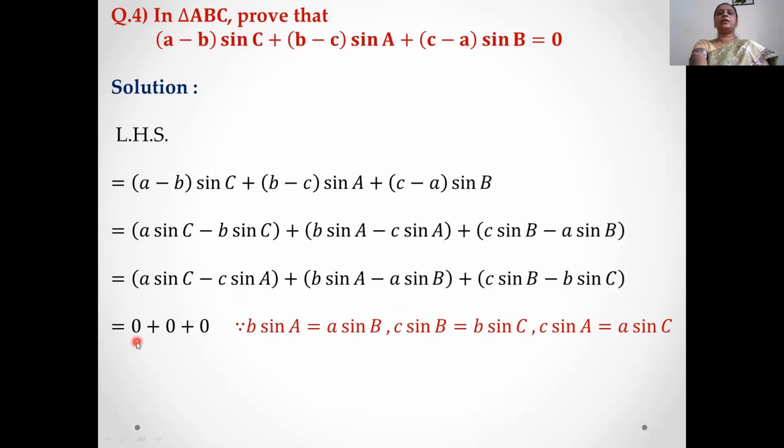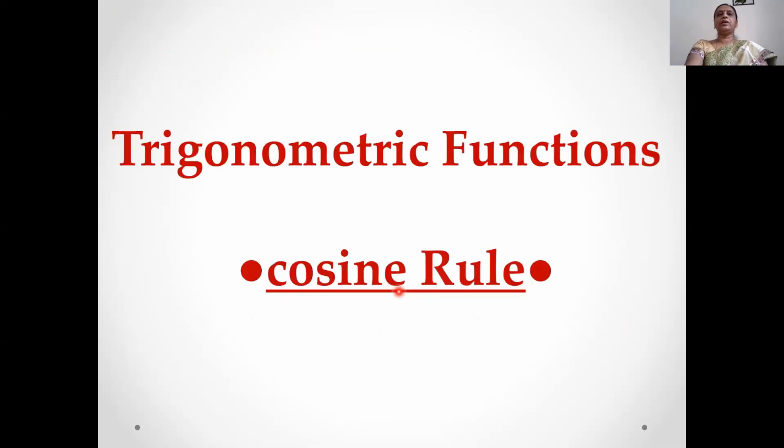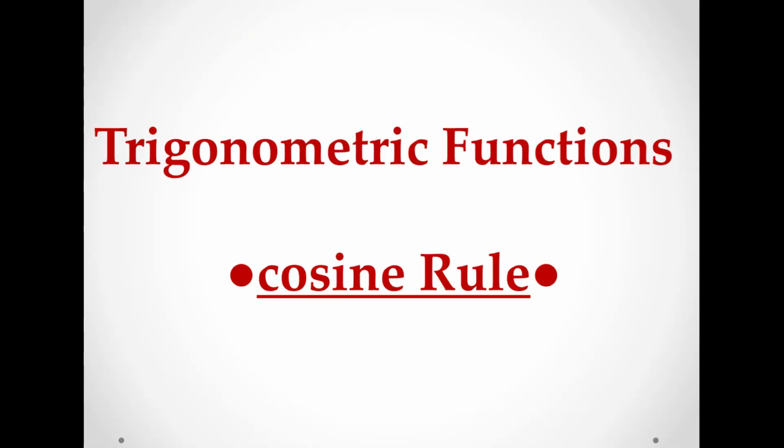Then in the next step, you keep the value of this bracket 0, and the last bracket also 0. This will be equal to 0, equal to the right hand side. Means if you know the sine rule, then it is very simple. Here we are only opening the bracket, rearranging the terms and using the sine rule. Okay. In this lecture, we have seen the proof of the sine rule and some problems on the sine rule.